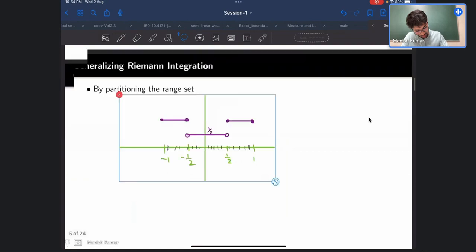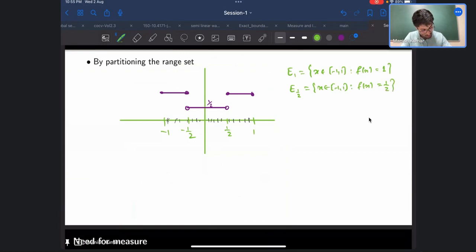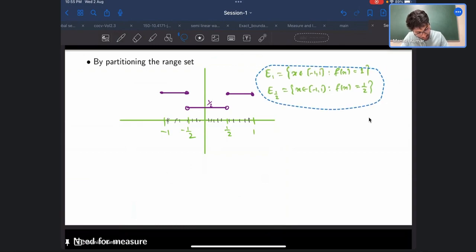Now here I'll define a few sets. Suppose this is E_1. E_1 is the set of points in -1 to 1 where the function f is taking value 1. E_half is the set of x belonging to -1 to 1 such that f(x) is taking value half. These are the two sets. In this particular case, E_1 is nothing but the union of -1 to minus half.